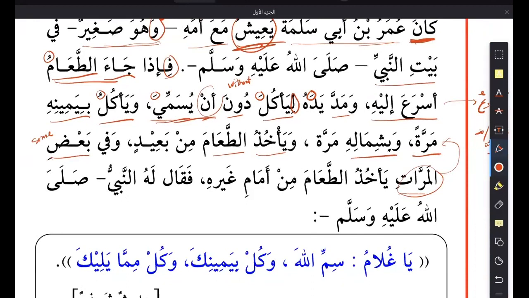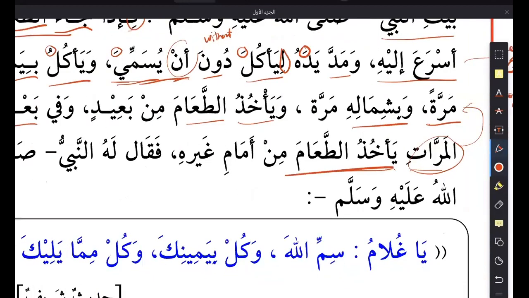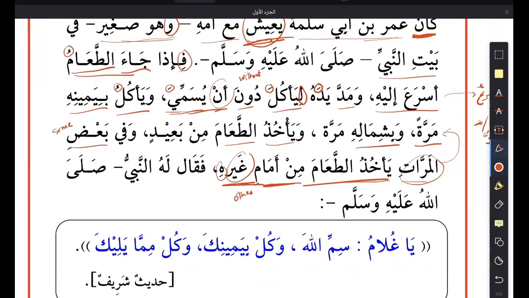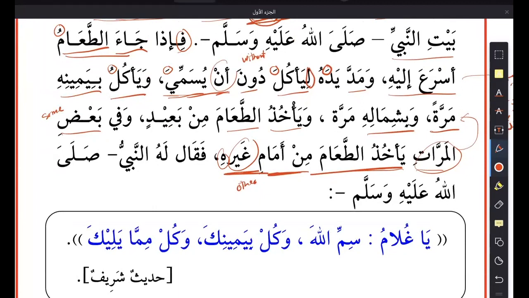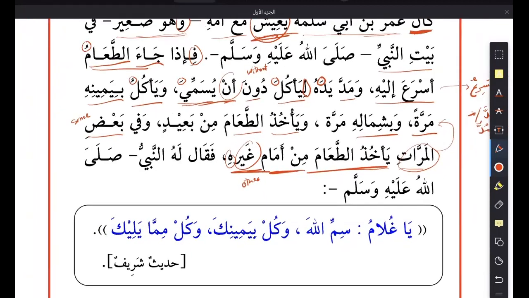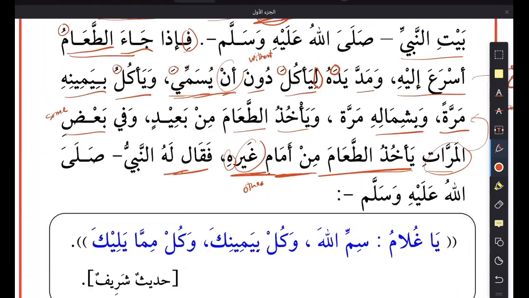In sometimes, يأخذ الطعام من أمام غيره, and he takes the food from the front of. غير means other. غيره means other than him. So he would take food from the front of other than him. Meaning he's taking food from someone else's side. فقال له النبي صلى الله عليه وسلم. So the Prophet صلى الله عليه وسلم قال له.